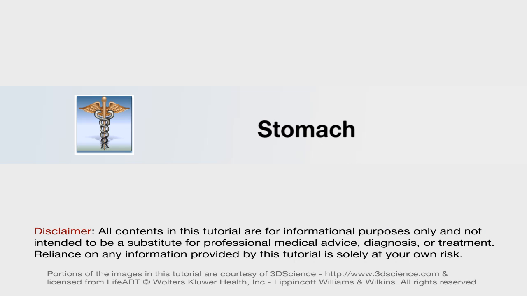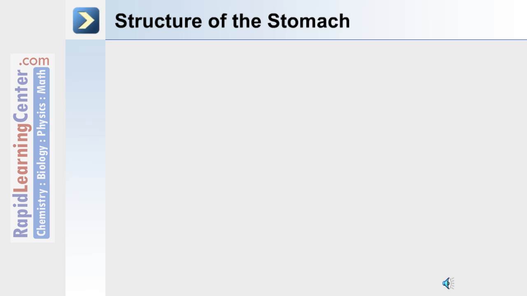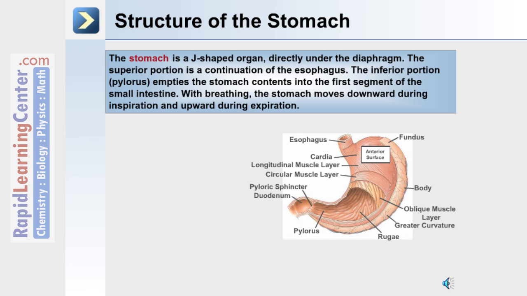Now let's move on to discuss the stomach, including the anatomy of the stomach and the histology of the stomach. The structure of the stomach. Shown here in the diagram is the stomach, including a cutout to reveal the different layers. At the top of the diagram is the esophagus, and it joins the stomach in the region of the cardia.